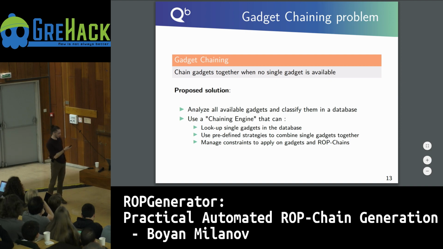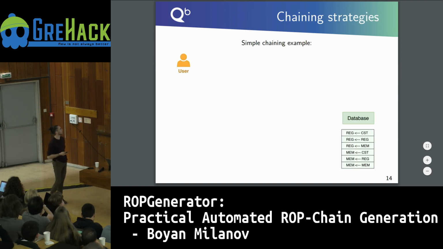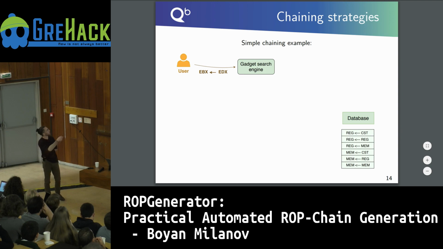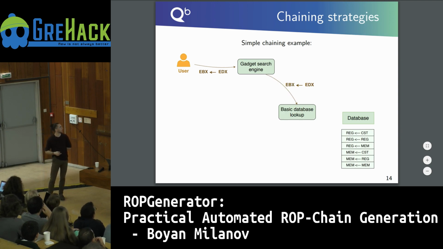I don't want to dig too much into theory. I think I will just give an example of how simple chaining works. Let's say the user provides a semantic query to the search engine. Here it's please put EDX into EBX. So the search engine uses a basic lookup method to look in the database for this semantic requirement. And let's say the database gives no result. So the basic lookup method says, I didn't find any gadget that can do that.